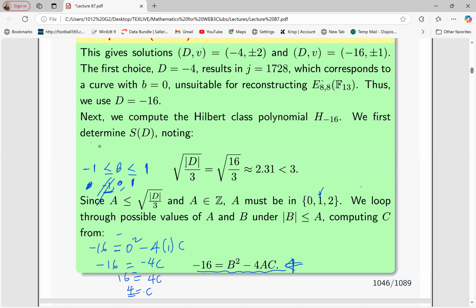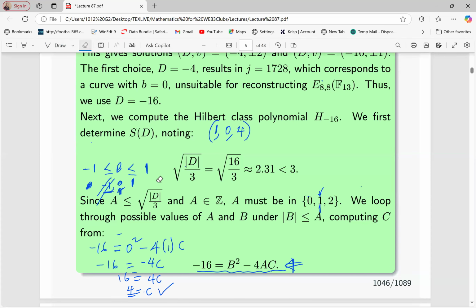So we found that it's true. It's true that A can be 1 and then B be 0. A can be 1 and B be 0, and in that case, C will be 4. So that is one scenario. A is 1, B is 0, C is 4.